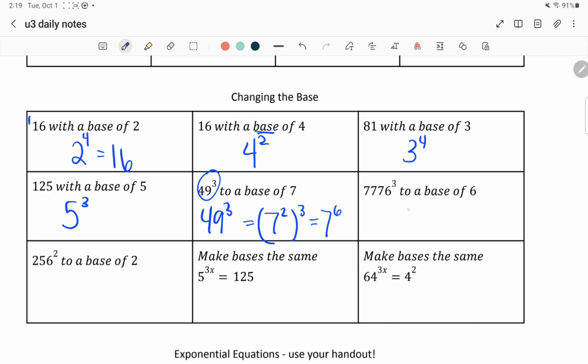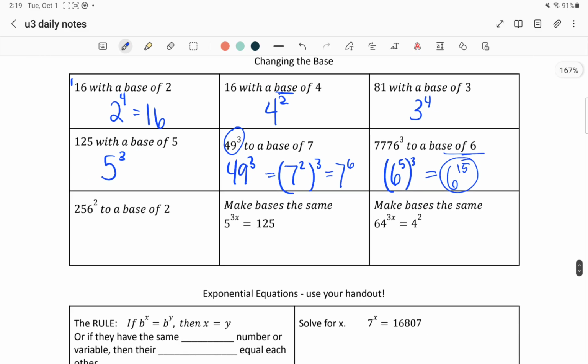I see it wants it as a base of 6. So I'm going to look at my 6's, and I see that 6 to the 5th equals 7,776. But I can't just lose the cubed. So all of it's going to go in parentheses, and I'm going to put a cubed there, and now I'm going to simplify. So 6 to the 5th to the 3rd is the same as 6 to the 15th. Hopefully we're catching on to this. Okay.